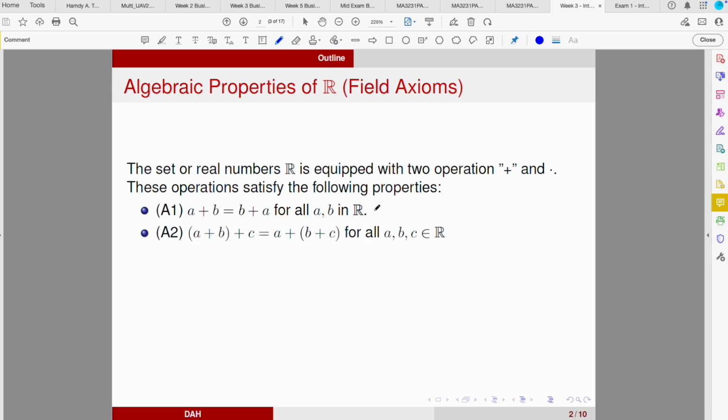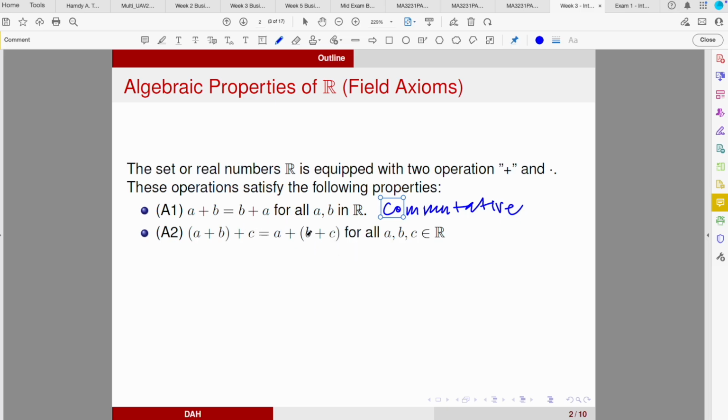Second, this one is called the commutative property. Like when you get on the train, the commuter. Why is the name commuter? Because it goes back and forth. Commute. A plus b equals b plus a. You go from Jakarta to Cikarang, Cikarang to Jakarta. It's commute. Commutative.